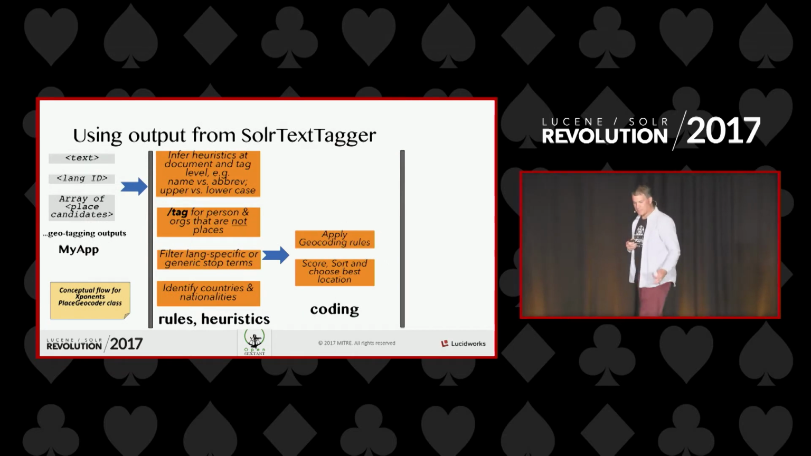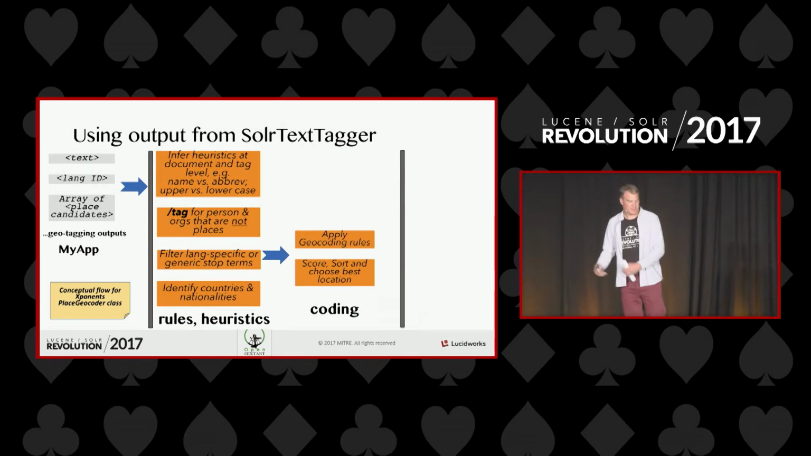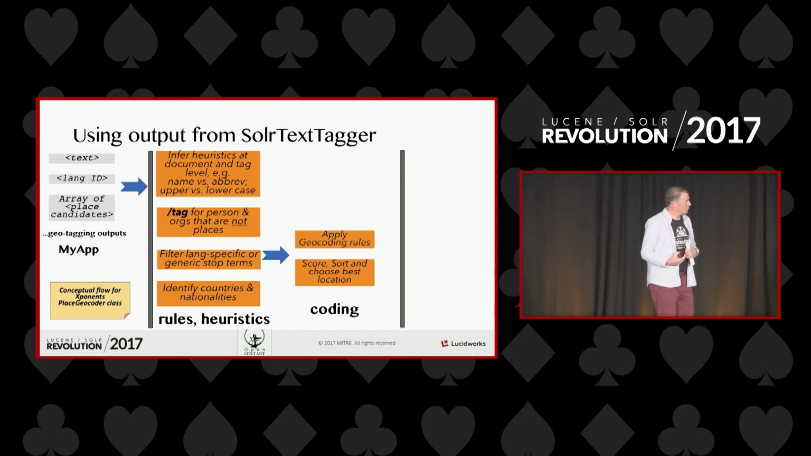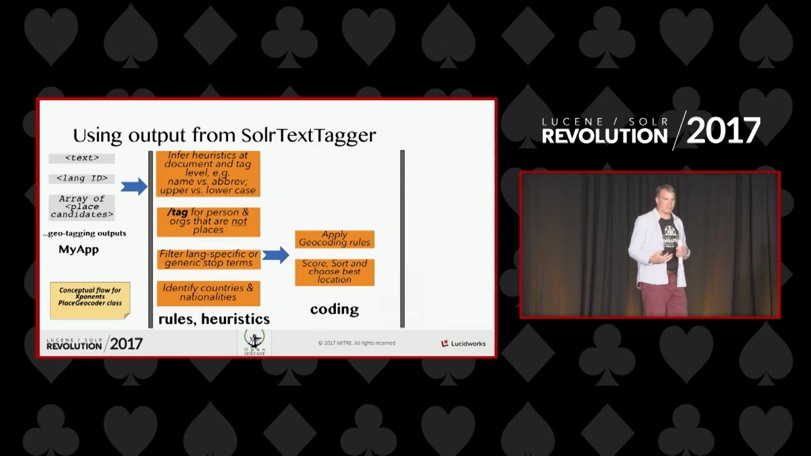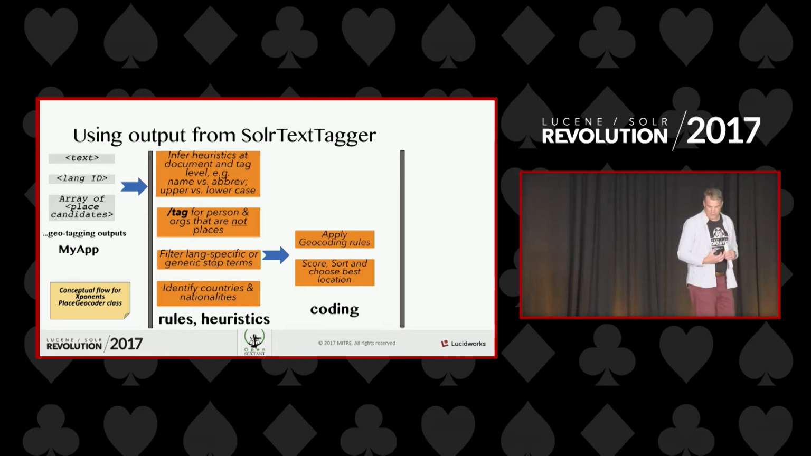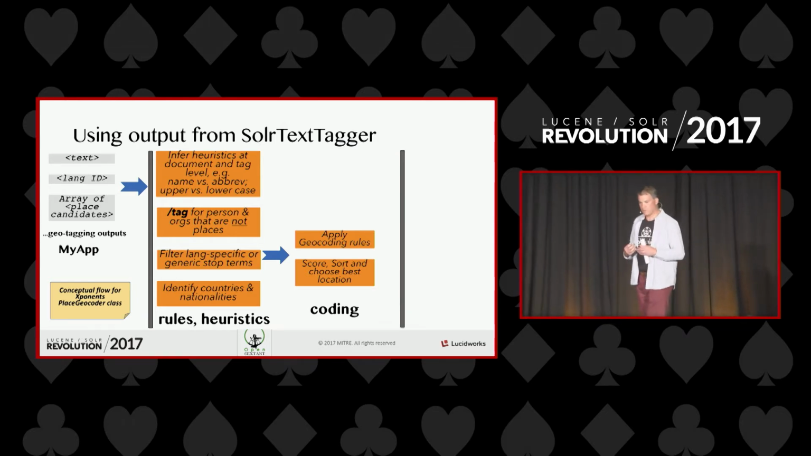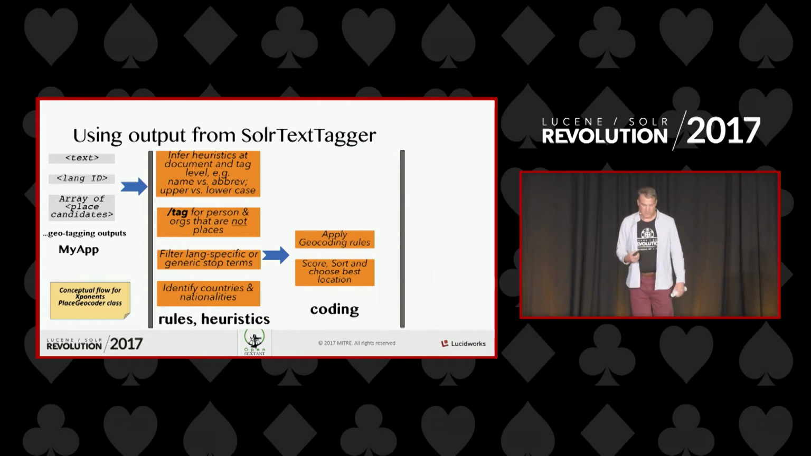So we take that output from the text tagging phase, now we go into the geocoding phase. So first we do some more application of rules, heuristics, and filtering. We can tag for nationalities and countries, apply some more interesting language-specific stop terms, things like casa. Well, it's an actual place in the Latino world, but it's also an ordinary noun. It means house in Spanish. So that sort of thing gets filtered out. We can tag additionally for well-known persons and organizations that we know may or may not be places. So if they align and overlap, we'll filter them out. And then we apply our geocoding rules.